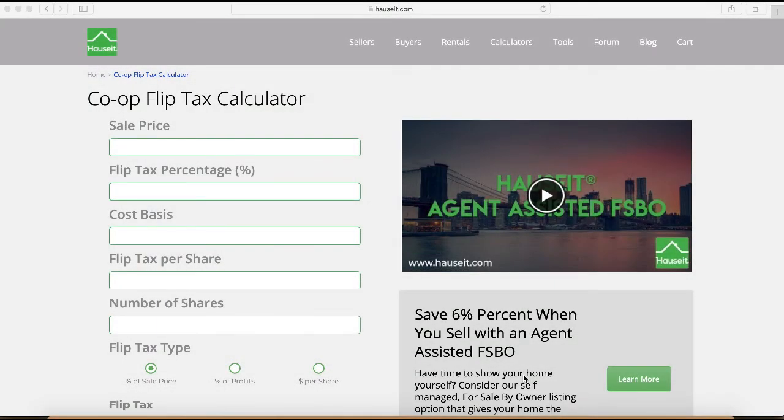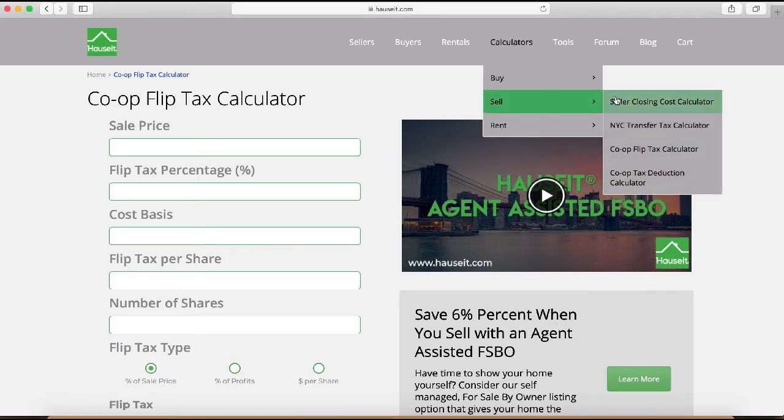In this Hauseit tutorial, we're going to walk you through how to use the co-op flip tax calculator available at Hauseit.com. If you're not already on the calculator page, you can get here by visiting Hauseit.com and looking for the calculators button towards the top. Navigate to the Sell button and click on Co-op Flip Tax Calculator.